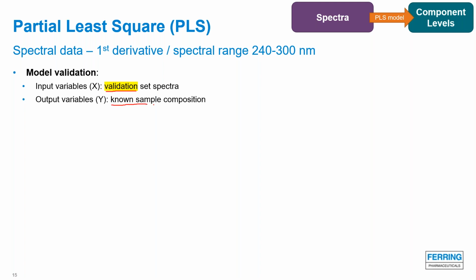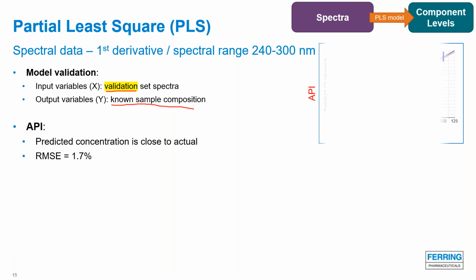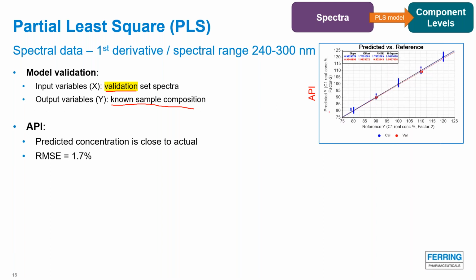And we also know the composition, but of course we will not give it to the model. We will try to predict the value. This is what we get for the API, where we are plotting here the predicted value against the reference value. In blue, you have the calibration sample, and in red, you have the validation samples. What we see is that the predicted concentration is close to the actual concentration.